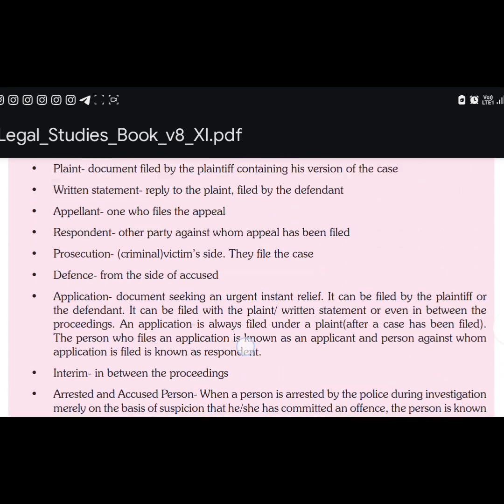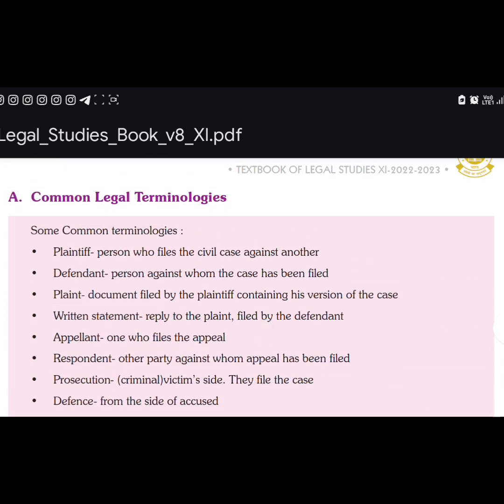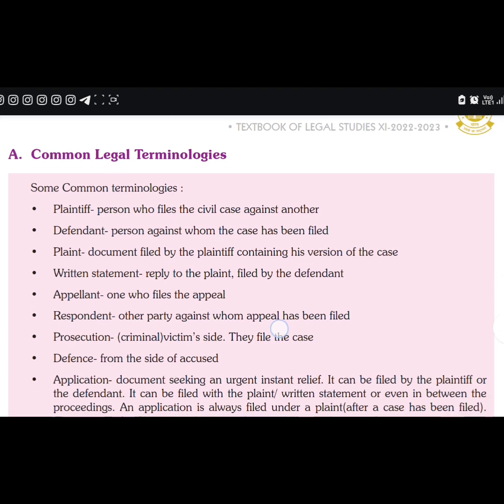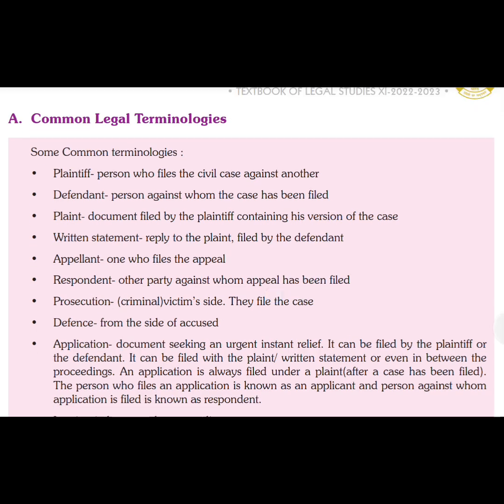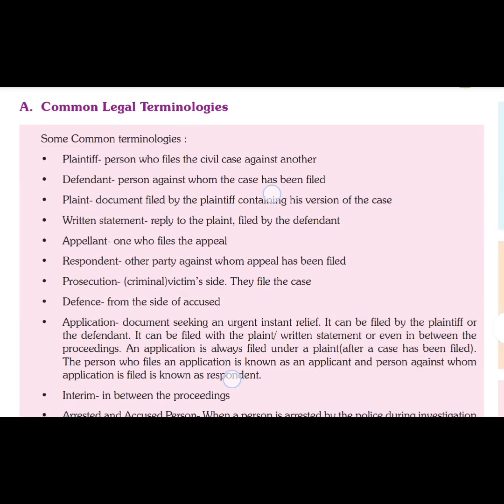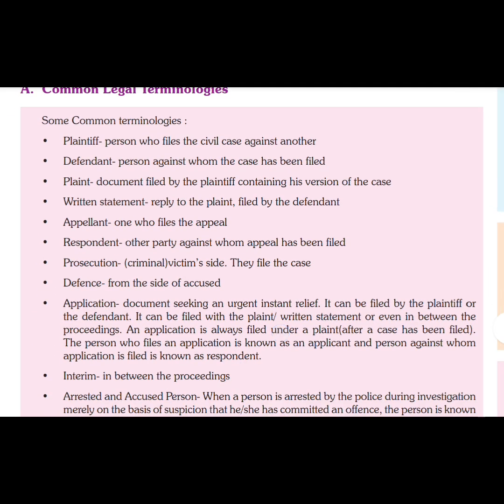I have to start from some common legal terminologies. There is nothing as such to explain in this. You need to learn all these, and since these are common and generally used in parlance, you must be aware of what these mean.